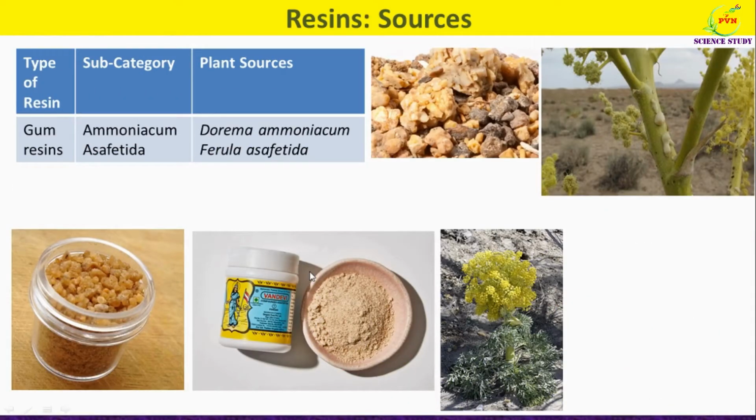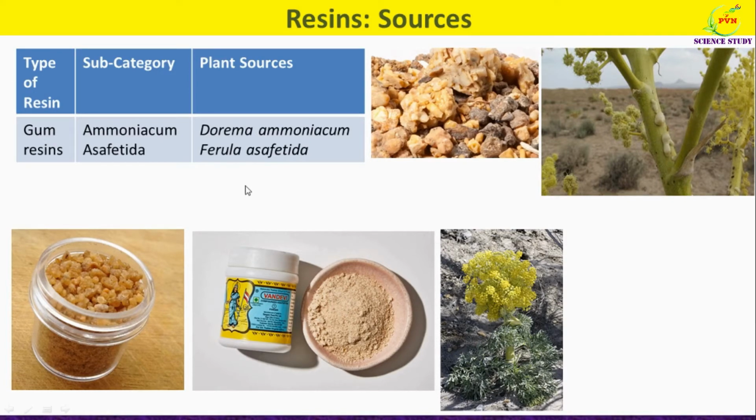Then the third type of resin is gum resin. Very common gum resins are Ammoniacum as well as Asafoetida. So this is the photograph of gum resin Ammoniacum. It is produced from the plant Dorema ammoniacum. As you can see here, this is the Ammoniacum gum resin produced from the plant Dorema ammoniacum.